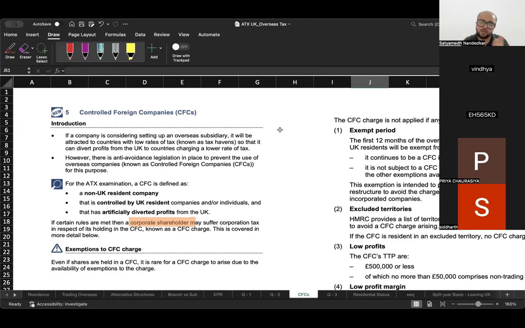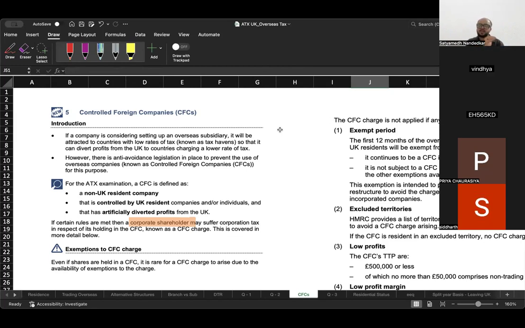Second point, it is controlled by UK resident companies and/or individuals, and that has artificially diverted the profits away from the UK. Now, a question can never ask you to decide whether profits have been artificially diverted away from the UK or not. They will always mention in the question that the profits have been artificially diverted away from the United Kingdom.